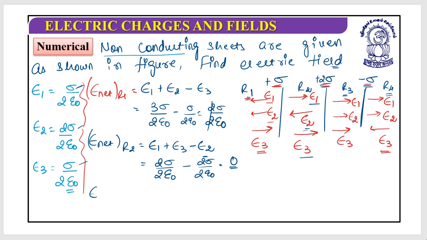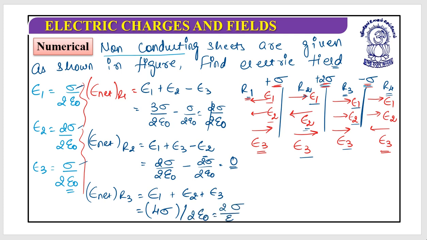Next, E net in R3. Look at this, what you should do, it is having all of them in the same direction. So this is E1 plus E2 plus E3. If I add this up, sigma plus 2 sigma is 3 sigma, 3 sigma plus sigma is 4 sigma. So this is 4 sigma divided by twice epsilon naught, that will give me 2 sigma by epsilon naught as the net.